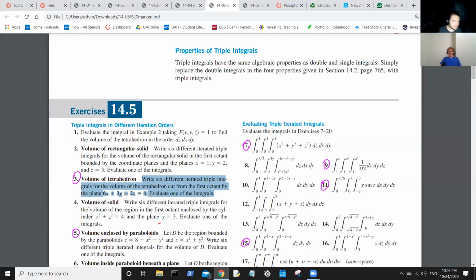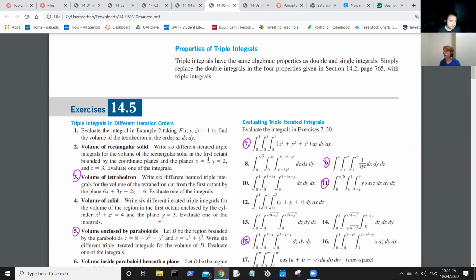So number 3, volume of the tetrahedron. Write 6 different iterated triple integrals for the volume of the tetrahedron cut from the first octant by the plane 6x plus 3y plus 2z equals 6. So tetrahedron. And also correct me if I'm wrong, he said that he will give us a visual for this. Oh, did he say that? He does not expect us to. That's what I remember. Oh, well, screw this. We're not doing number 3 then.